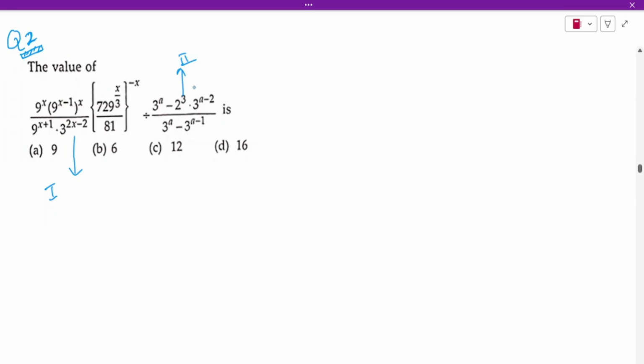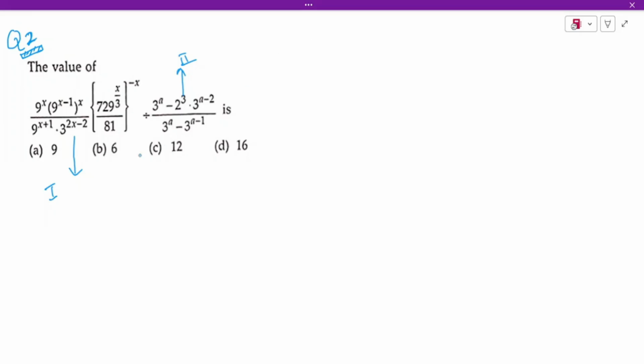So the first part is, if you clearly look into this, each base is 9, or can be resolved into 9, because here 81 and 729 are powers of 9 itself, right? But here this is power 3 and the power is even, so we can resolve this into base 9 as well. So let's start with solving this first part.